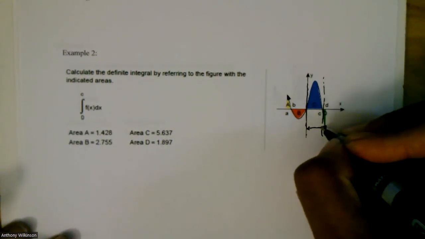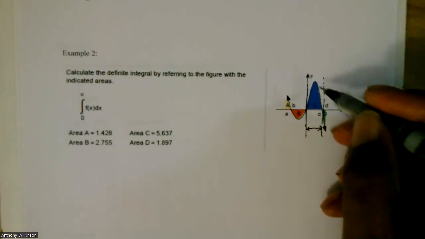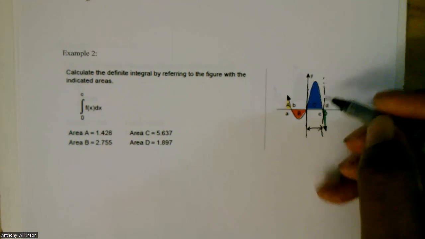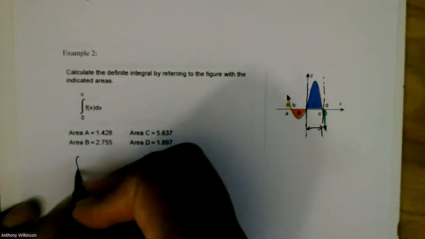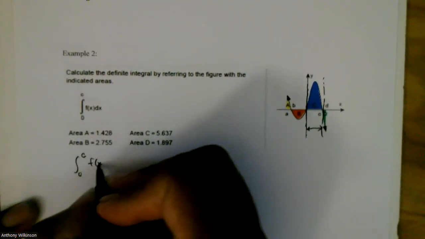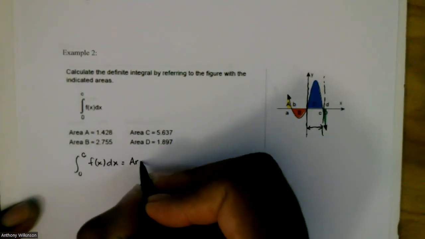So it's going to be this distance from 0 to C. And the only area we have here is right here, area C, that's in blue. And it's above the x-axis, so that means that particular area will be positive. So the area from 0 to C, or the integral from 0 to C of f of x dx, is just going to be area C.